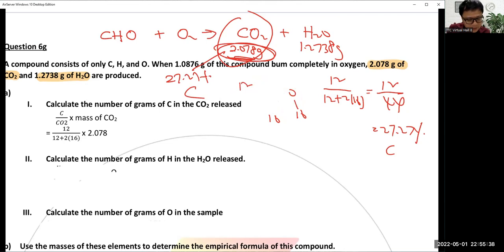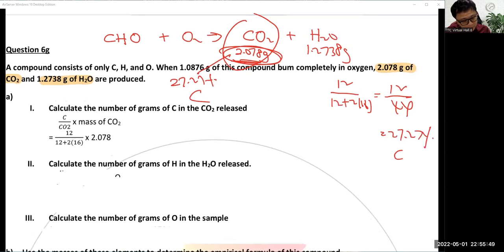Then the rest, let's say we take 100% minus 27.27, will be 72.73% oxygen. Because from carbon dioxide, carbon is 12, oxygen is 16, so the majority mass will be oxygen. So you use a ratio method, you will get carbon is about 27%. So I'll get 27% of the 2.078. I'm able to calculate only this much comes from carbon.